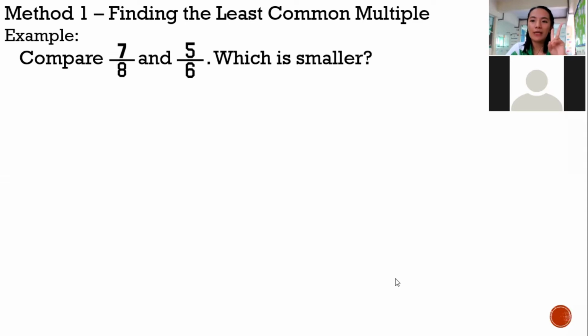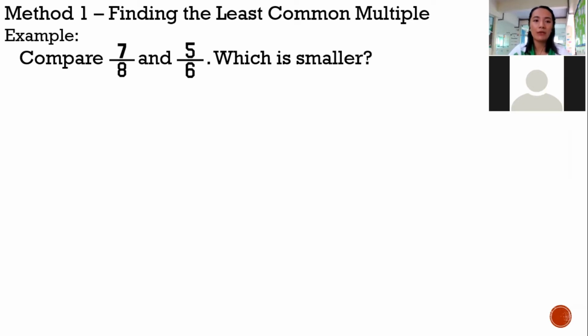So for this week, we will be talking about ordering fractions. But before that, we'll have a review on our last topic. So we have two ways of finding the least common multiple of the numbers.